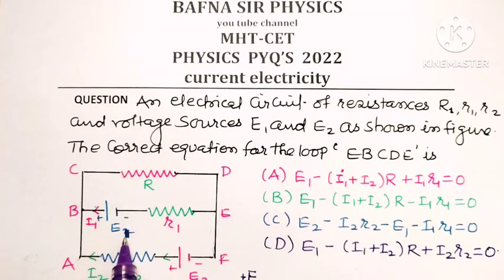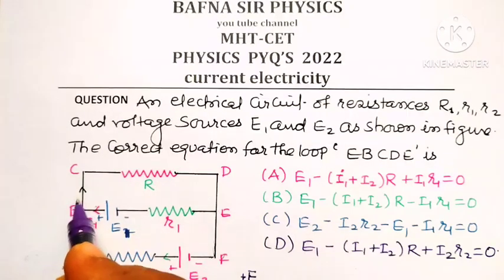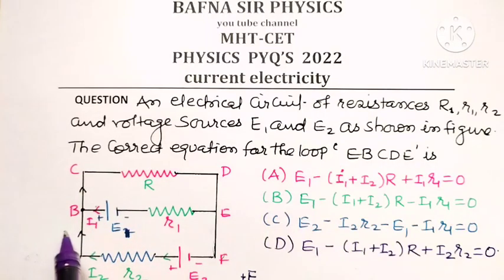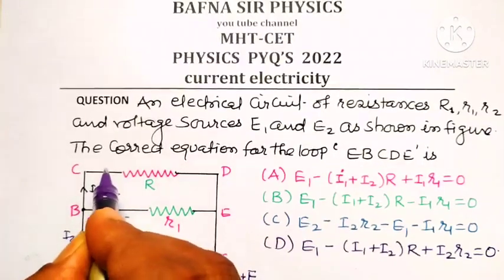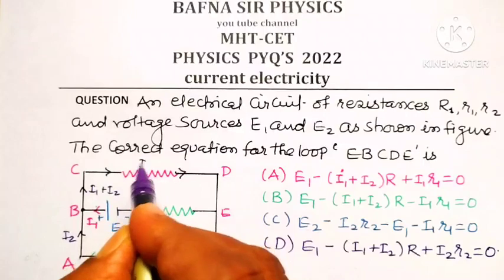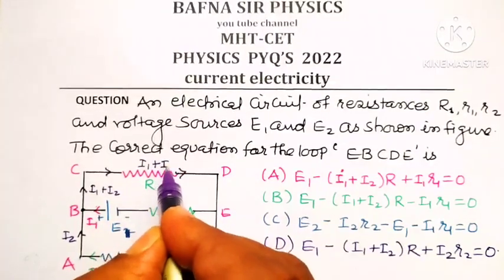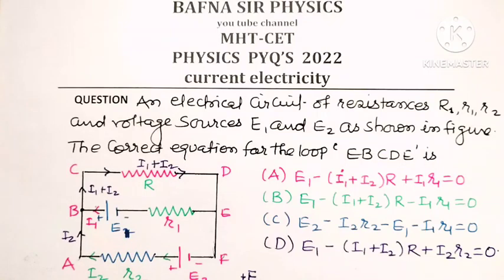Now look at the junction point B. Here I1 is the current produced by the source of EMF E1, and I2 is the current produced by the source of EMF E2. So at junction point B, we have two incoming currents, I1 and I2. According to Kirchhoff's current law, the sum of incoming currents is equal to the outgoing current. Here we have only one outgoing branch, so the outgoing current is I1 plus I2. This I1 plus I2 current will flow through the external resistance, capital R.